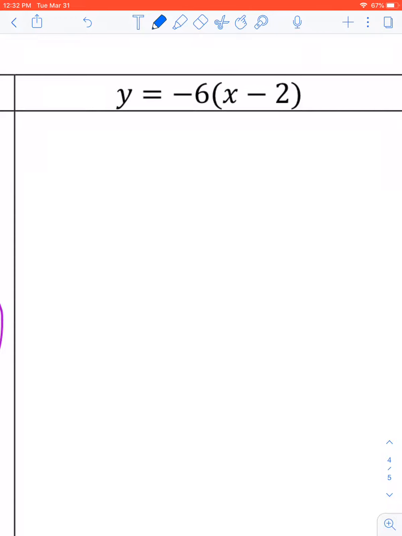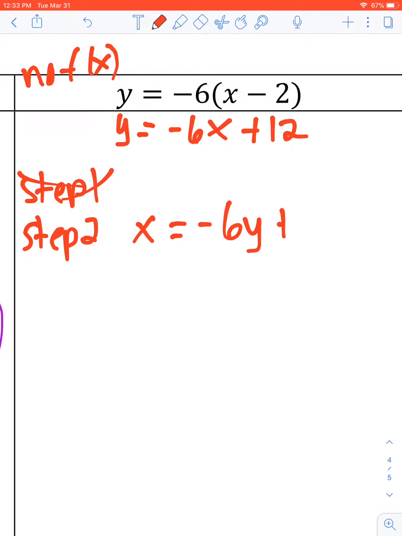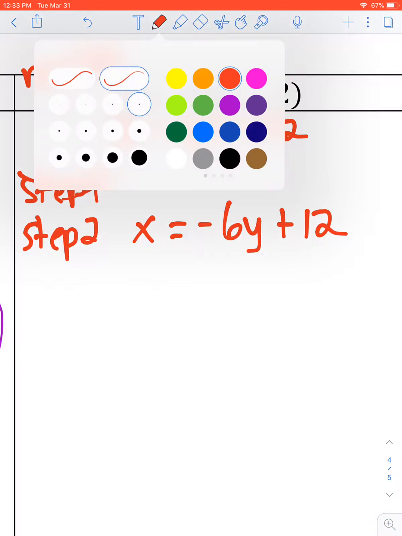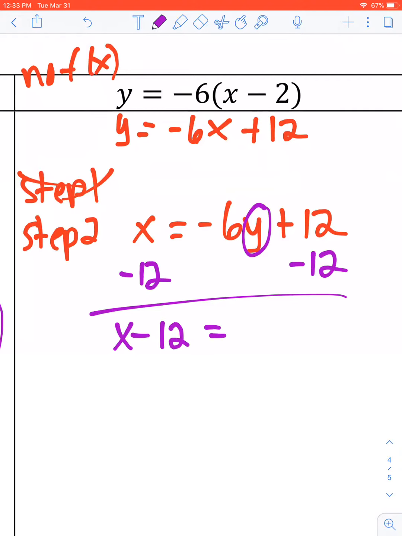All right. In this problem, I am going to go ahead and distribute. I think it makes the problem easier. All right, step 1. Step 1 we don't have to do because there is no f of x in the problem. Step 2, I replace the x and the y. So I have x is equal to negative 6y plus 12. Step 3, I have to get y by itself. So I'm going to subtract 12 from both sides. And next, I'm going to divide by negative 6.